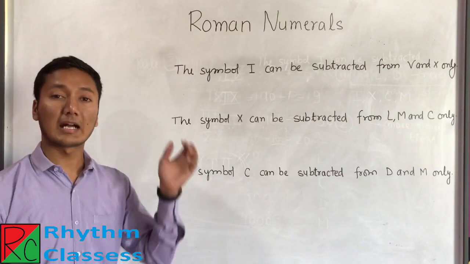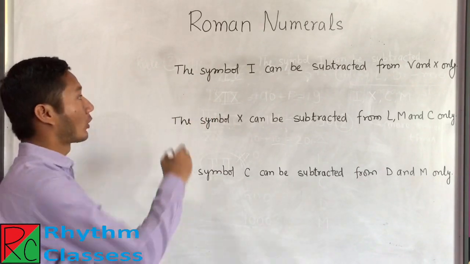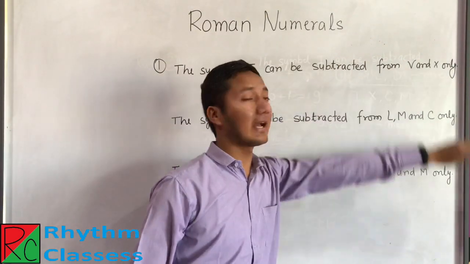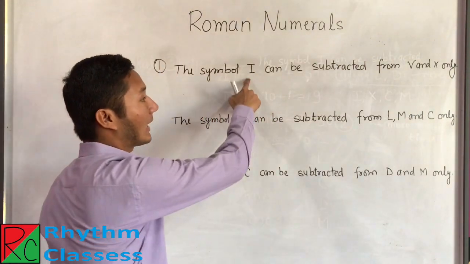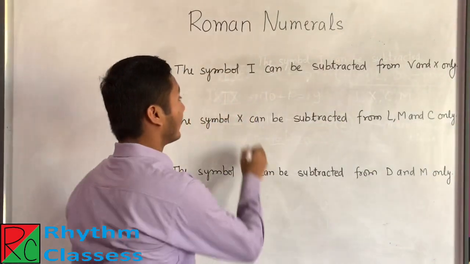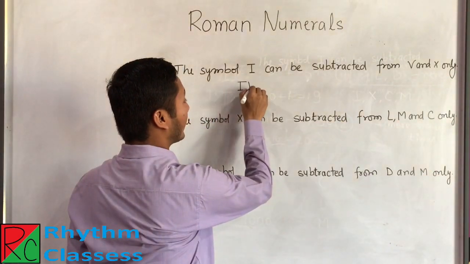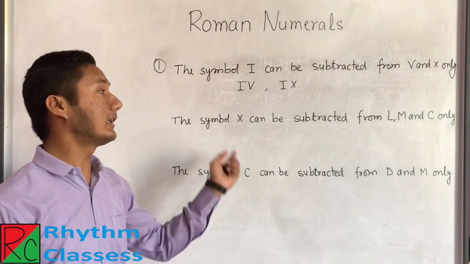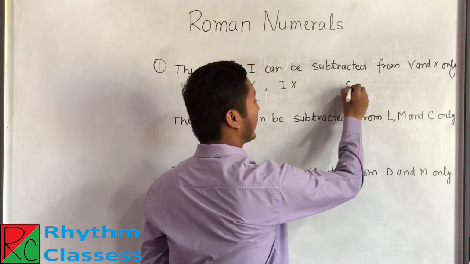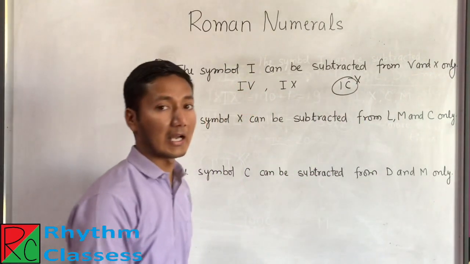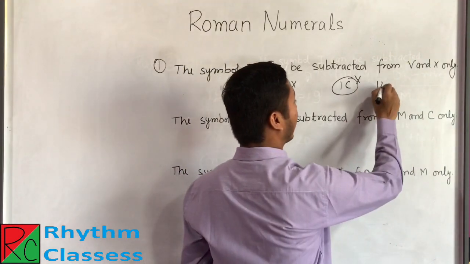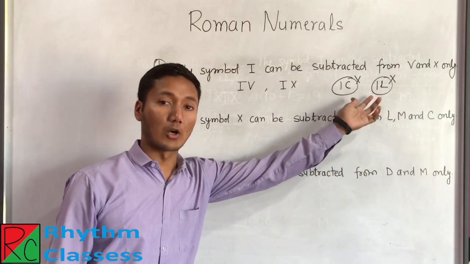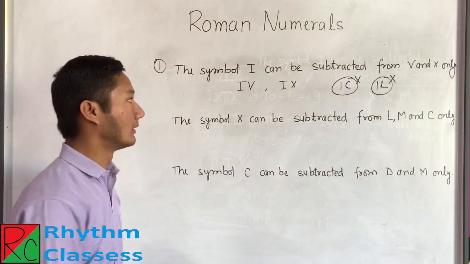Now students, here are some cautions of this rule. Caution number 1 is the symbol I can be subtracted from V and X only. That means we can only subtract I from V and X. We can write IV and IX, but we cannot write IC. It will be wrong. We cannot write IL. It will be wrong. These kinds of numbers will be wrong. This is our caution number 1.